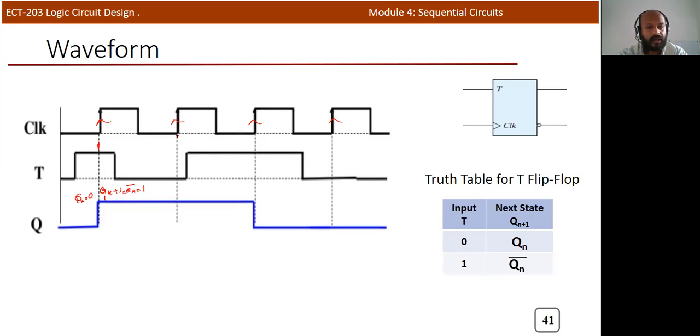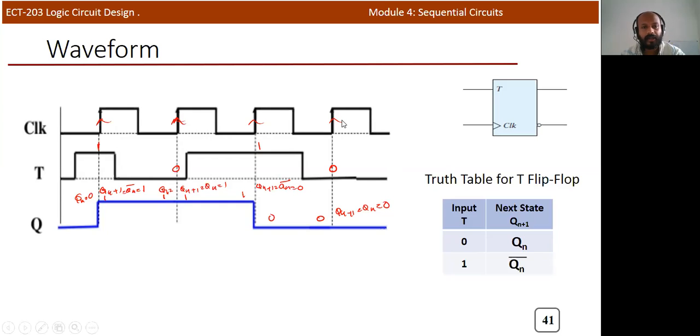Next, during this particular rising edge, T input is 0. If T input is 0, Qn is 1 here, so Qn plus 1 is exactly Qn. So we'll get 1 again. During the third clock, T input is 1. If T input is 1, Qn plus 1 is equal to Qn bar. So here it was 1, so it becomes 0. Now during the fourth rising edge, T input is 0. If T input is 0, Qn plus 1 is exactly equal to Qn. So Qn is equal to 0 here, so it will continue in that particular state.